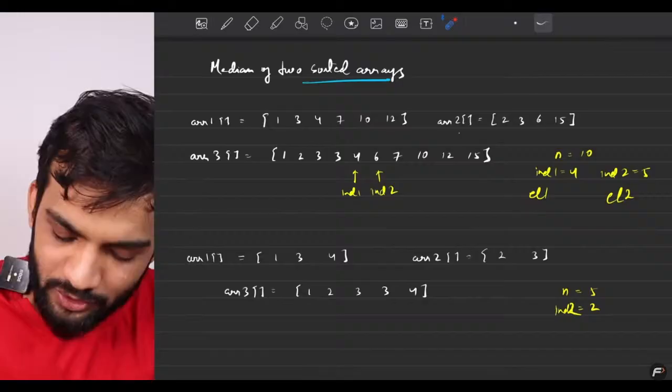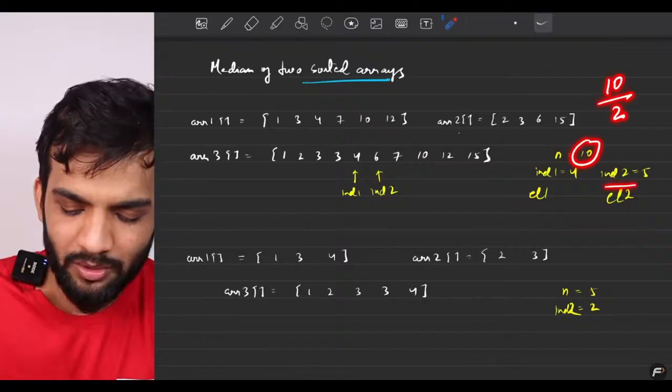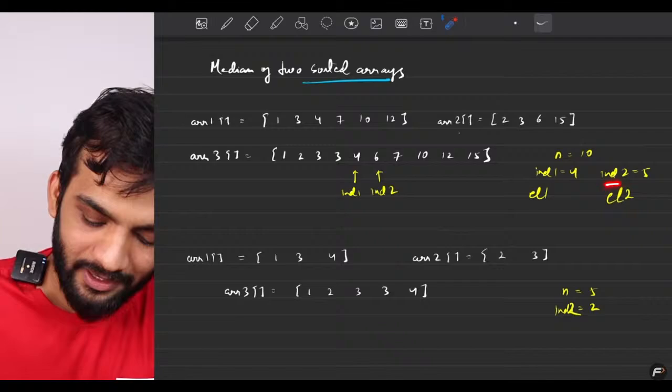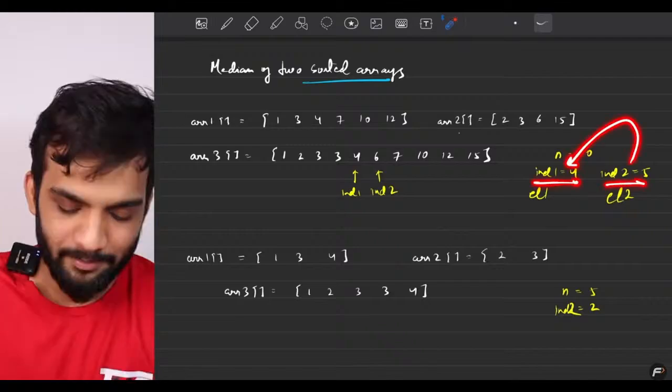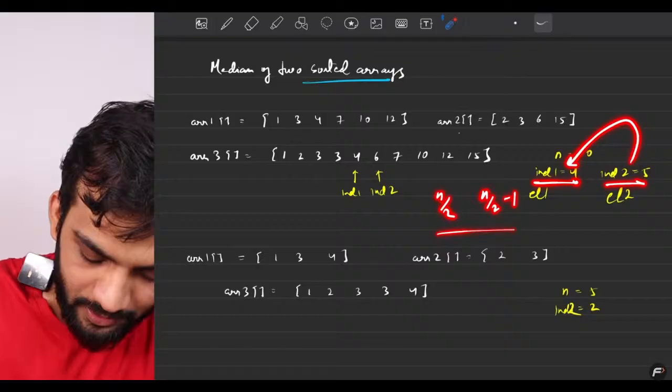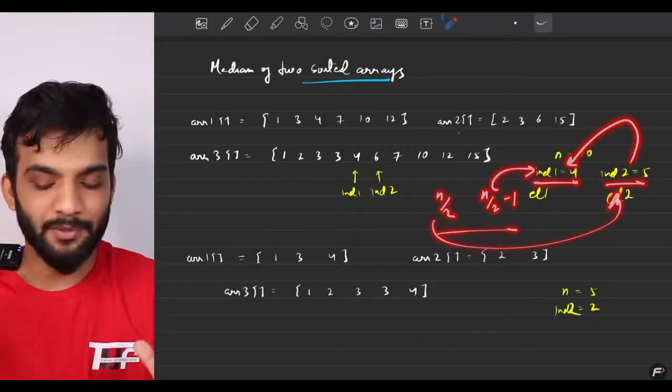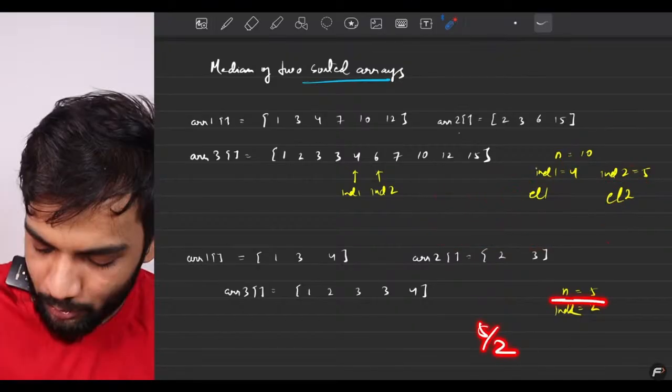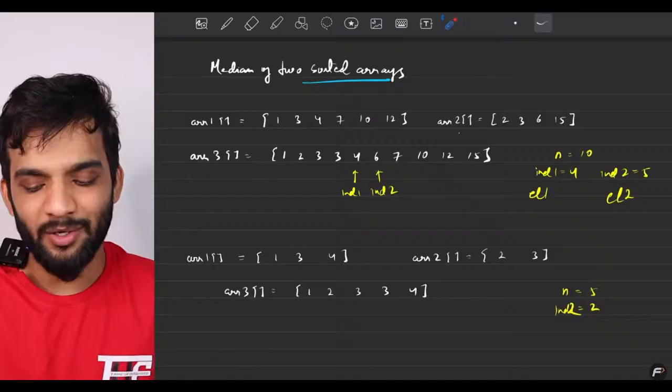And what are these values? If you just do total by 2, you'll get index 2. And if you subtract 1 from it, you'll get index 4. So it's basically n by 2 and n by 2 minus 1. This is index 1 and this is index 2. In the odd case, if you divide by 2, you will get index 2 because the formulas are similar. I want to keep the same formula so that I don't have to write repetitive code.